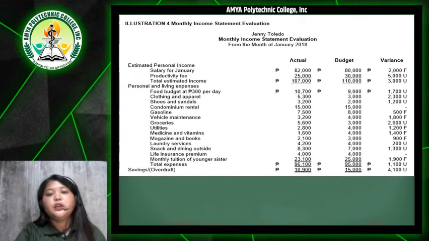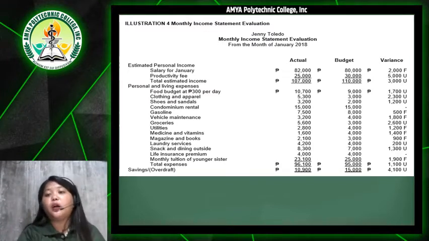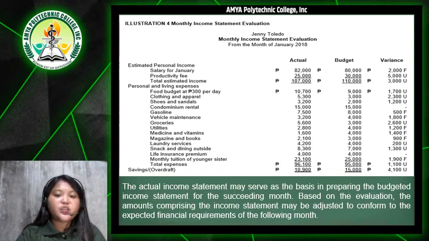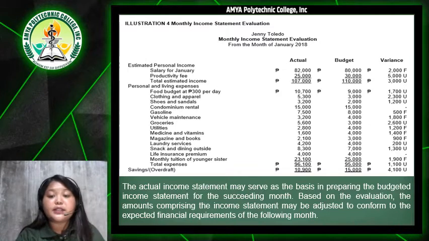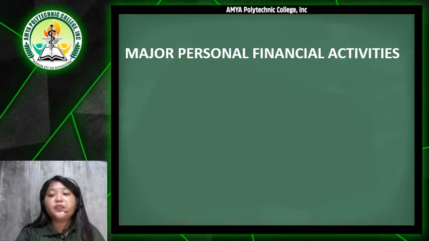We have here the monthly income statement evaluation. Under the monthly income statement evaluation, of course, we will see the actual, the budget, and the variance. The actual income may serve as the basis in preparing the budgeted income statement for the succeeding month. Based on the evaluation, the amounts comprising the income statement may be adjusted to conform to the expected financial requirements of the following month. Next we have the major personal financial activities.